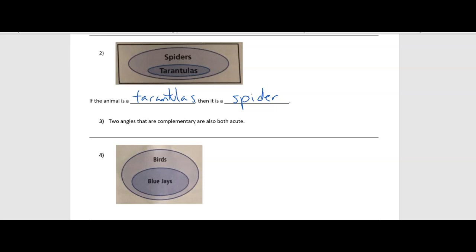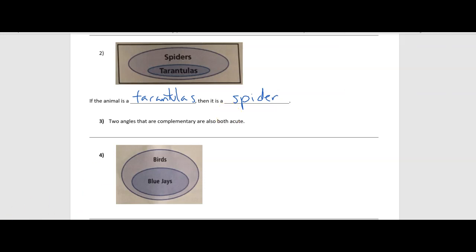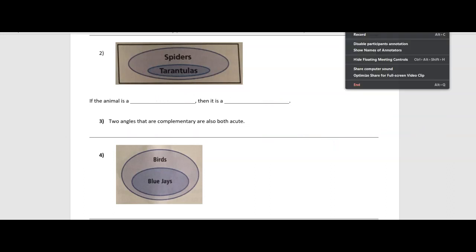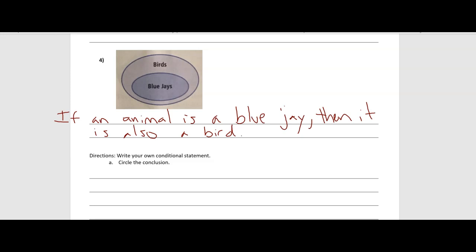Okay, number 3 says 2 angles that are complementary are also both acute. So I'm going to pause the video and put it on there. So if 2 angles are complementary, then they are also acute. Let's move on to the one about birds. So we have, if an animal is a blue jay, then it is also a bird.